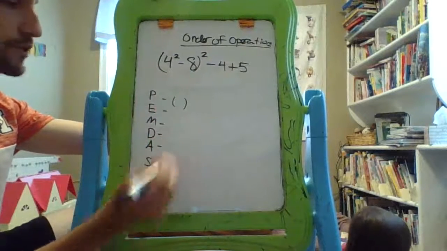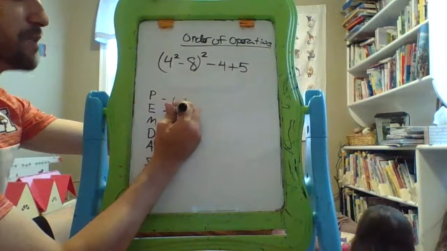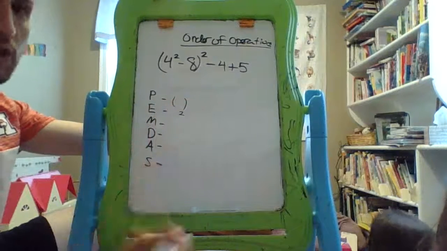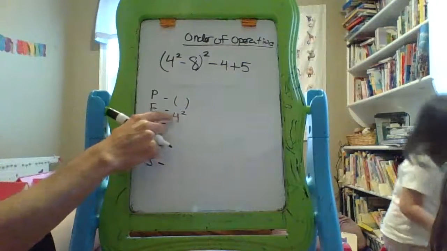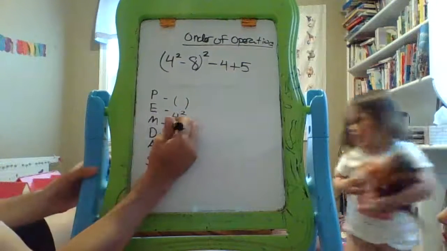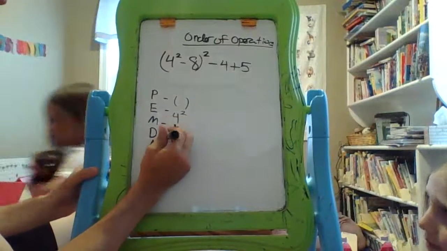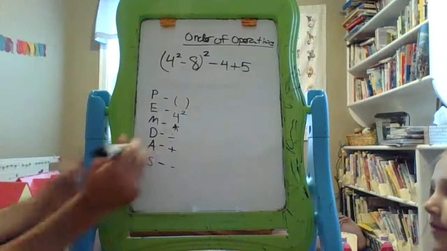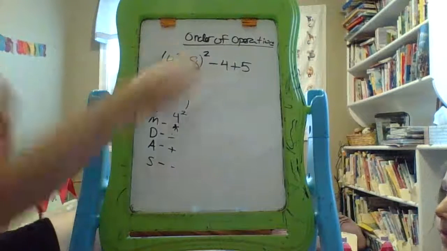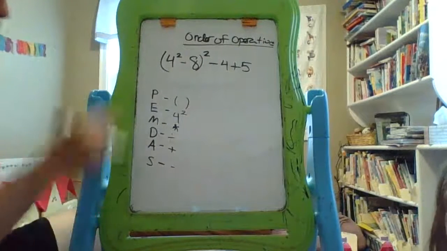Okay, and that's the first thing we do. The E stands for exponents, which are little numbers, like the exponent on a base of 4 would be. M stands for multiply, D stands for division, A stands for addition, and S stands for subtraction. I'm going to do this problem and show you why I don't like this.